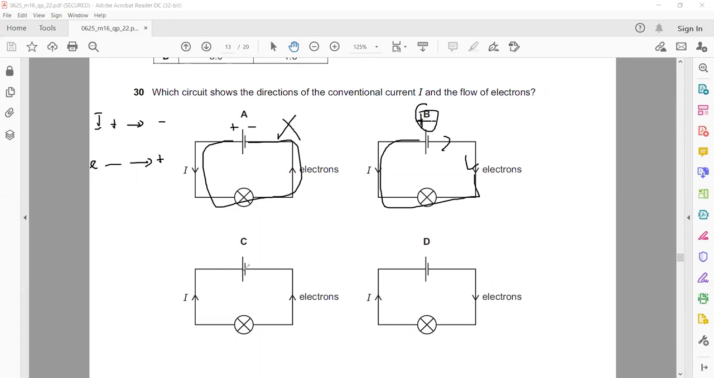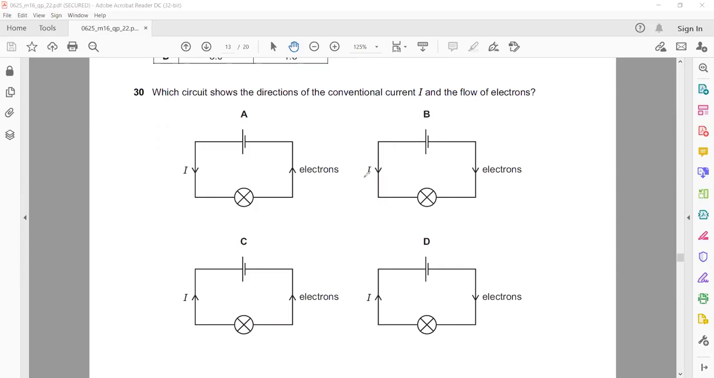Why not C or D? Because in C, again, the current direction is wrong. And for D, again, the current direction is wrong. We have to show both, the direction of conventional current and electron flow. Conventional current and electron flow are always opposite of each other. The direction of the conventional current is from positive to negative. As you can see, the current direction they give is in this manner, so that is right. And electron flow they give the other way around, which is also right.